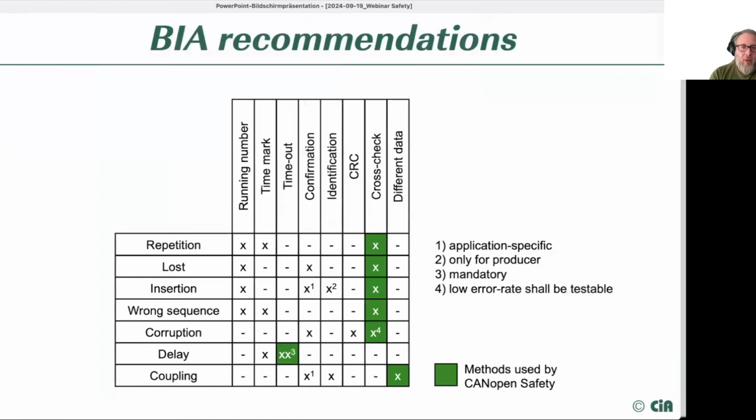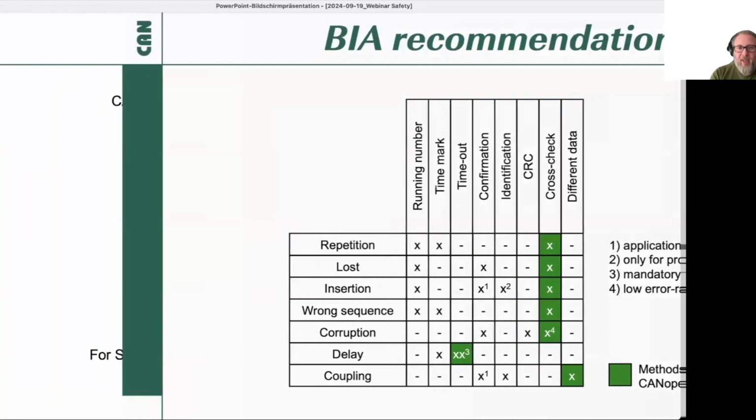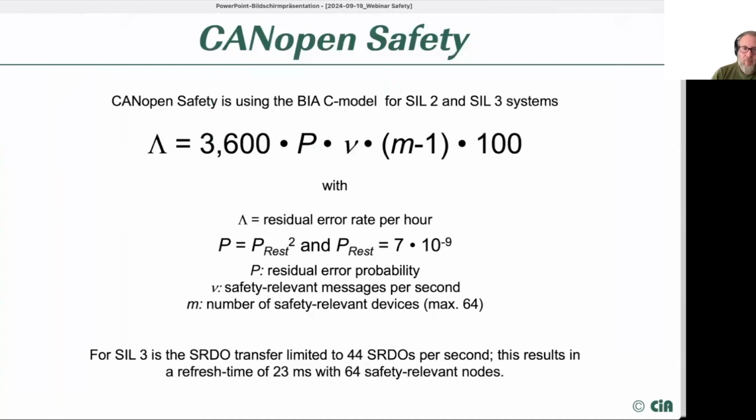With that, if we look at the table of what errors can occur in the transmission of a system and what different types of checks I can apply, we have fulfilled and marked at least one green point in all the rows, and with that we are compliant with the requirements of functional safety. With a deep analysis of this, we can say the residual error rate of a regular CAN network is 7 times 10 to the power of -9, and we can apply that residual error probability 2 times. And with that, we fulfill all the requirements for functional safety up to SIL level 3.